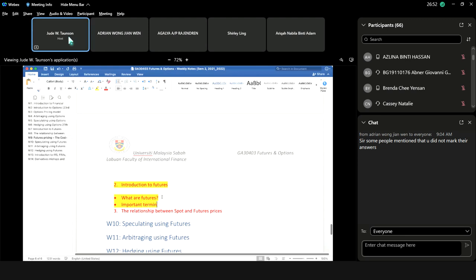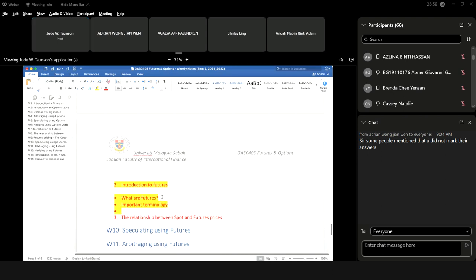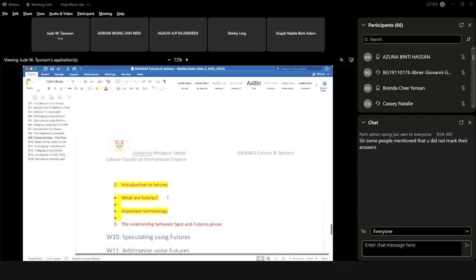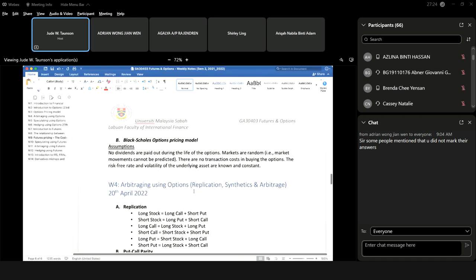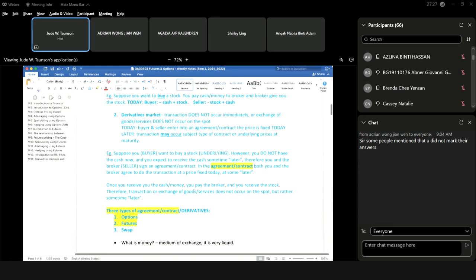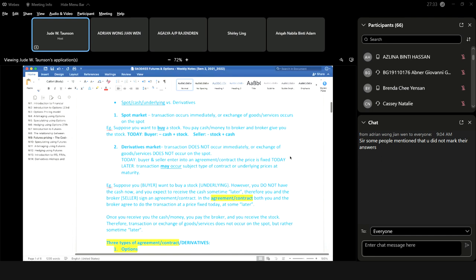Terminology. How it works, important terminology. Okay, I think this is what we're going to do today. Okay, what are futures? For this one, let me get from our first lecture. Okay, we look at this again, just to review.